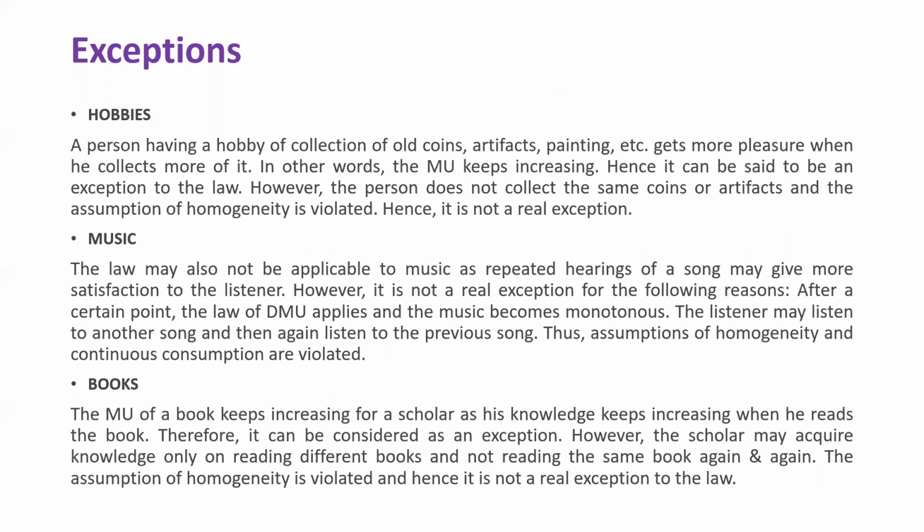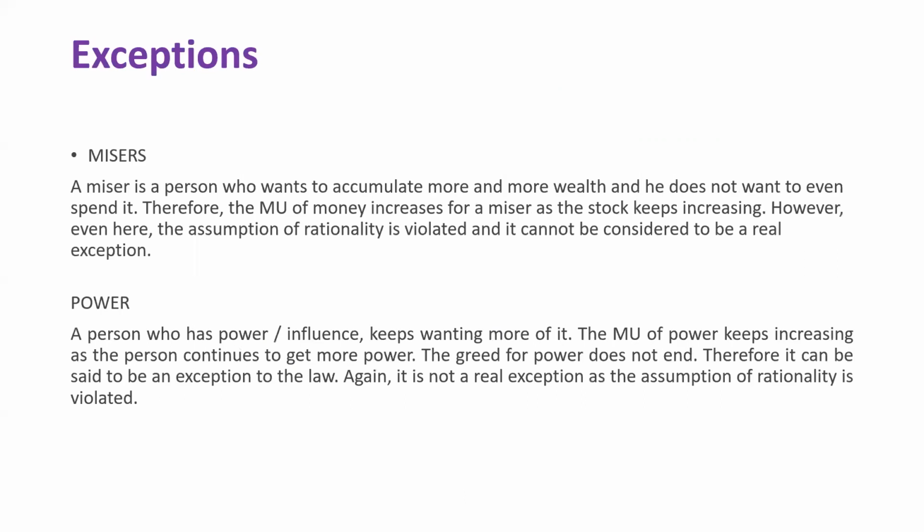Books. The MU, that is marginal utility, of books keeps increasing. For the scholar, his knowledge keeps increasing when he reads the books. Therefore, it can be considered as an exception. However, the scholar may acquire knowledge only on reading different books and not reading the same book again and again. So this assumption of homogeneity is violated, and hence this is not a real exception to the law. So we can say that this law is a universal law. This is applicable always. When we use more and more units of any commodity, the marginal utility decreases.